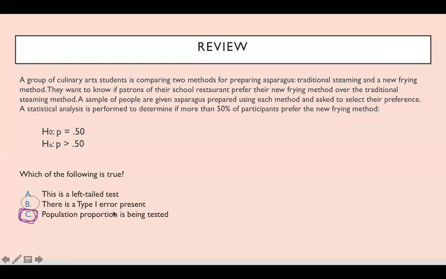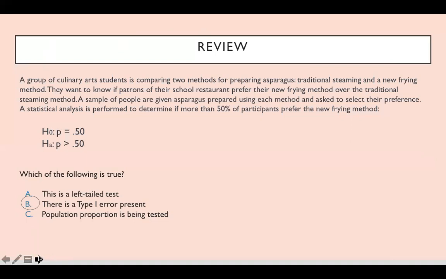This is not a left tail test. This is actually a right tail test. And there is not a type 1 error present. We actually don't even know if there's a type 1 error present because we haven't made a decision about our data yet. Once we make a decision and we know what the actual reality was, then we can determine whether or not there was a type 1 error present. And population proportion is being tested because we have P in our null and alternative hypotheses here. So I apologize for that confusion, but the answer there is C.